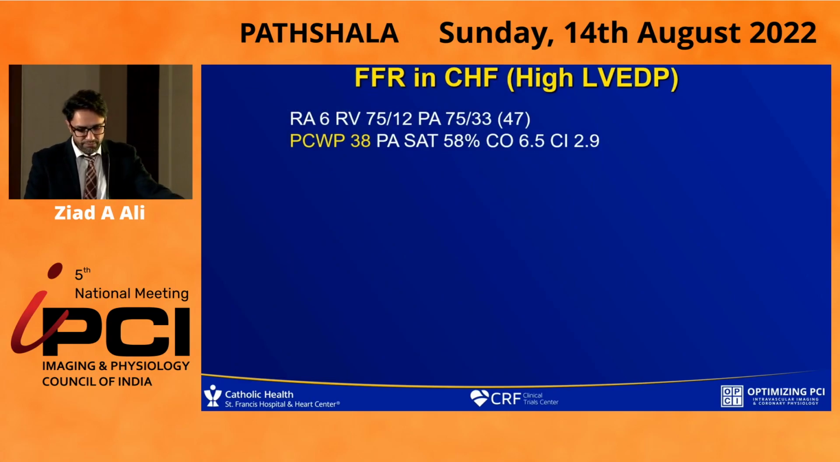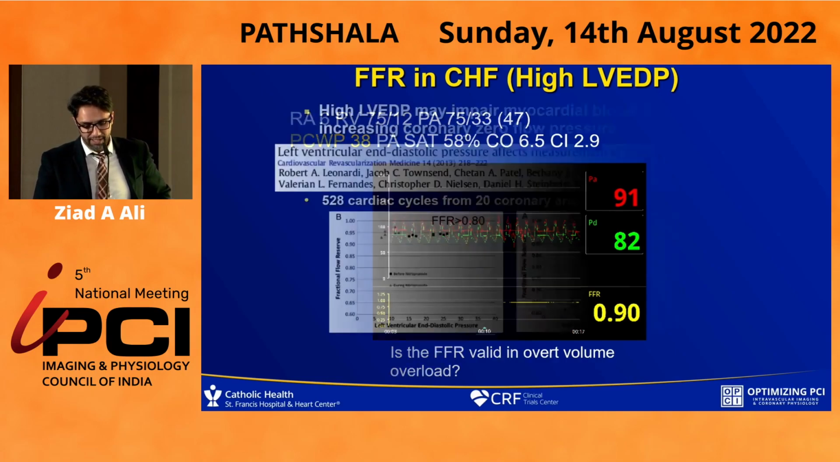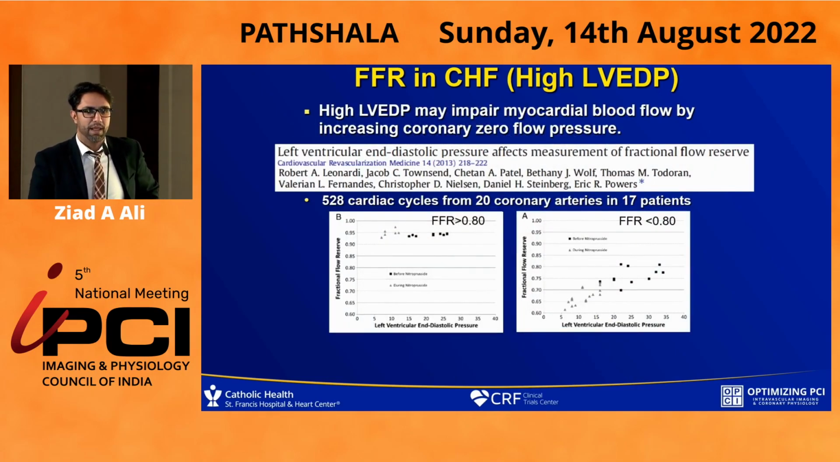Now, what you remember here is, the RA is 16, the RV is 75 over 12, the PA is 75 over 33. So these numbers are pretty high. So the question is, is the FFR valid in overt volume overload? We're not really sure. So I literally during the case asked the fellow to run outside and we look up the evidence. Okay, we find this paper.